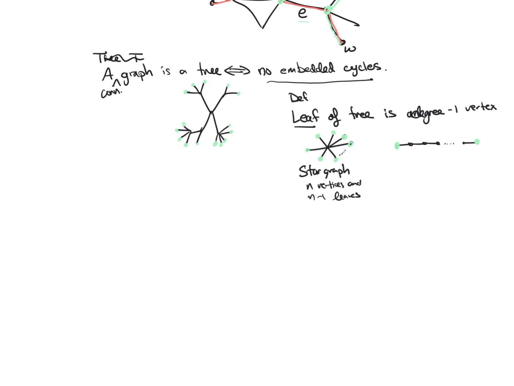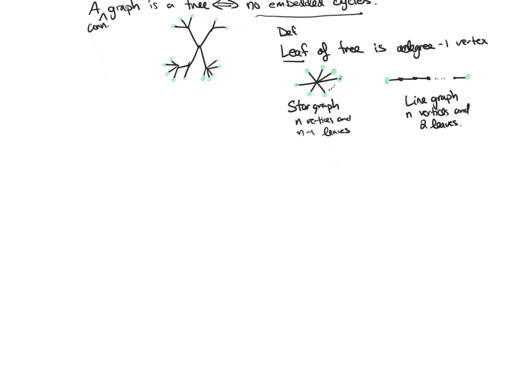So the line graph can have n vertices and 2 leaves. Okay, and in general, you can draw some pictures to convince yourself that any number between 2 and n minus 1 is a possibility.